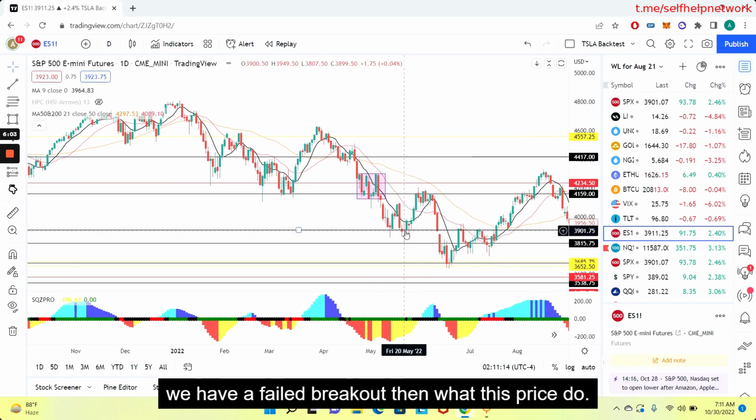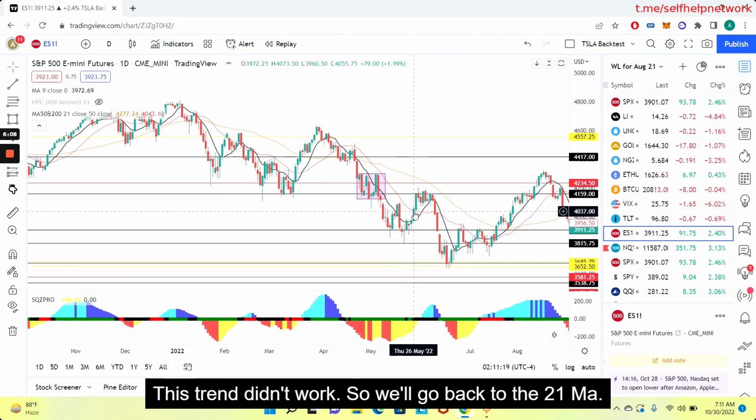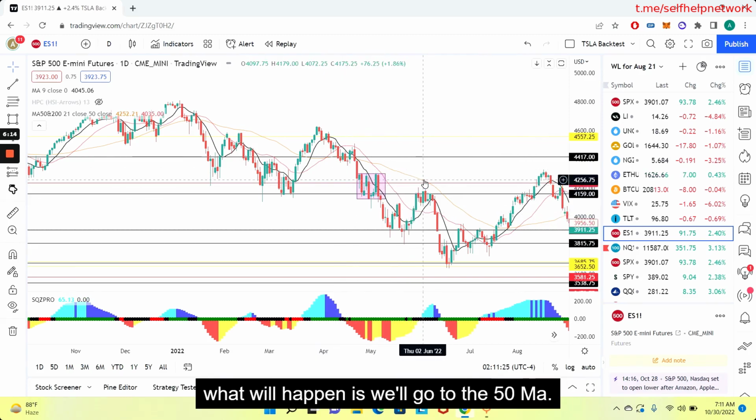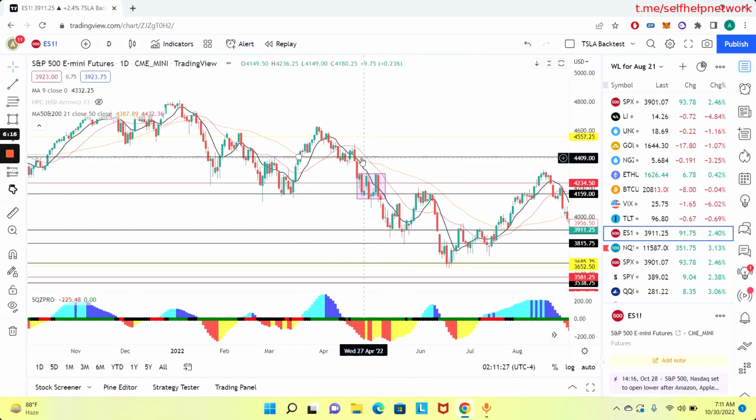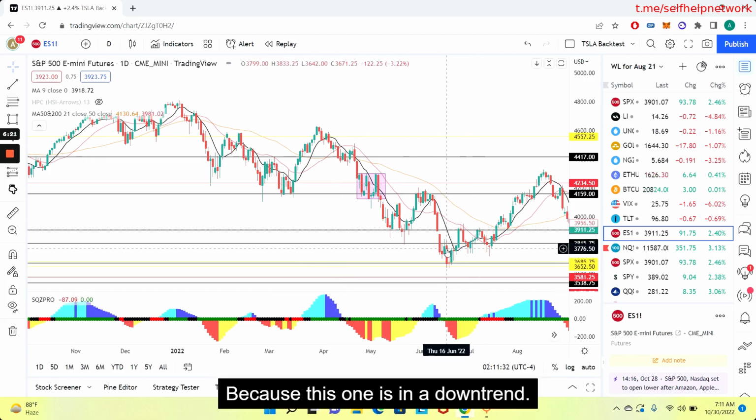So here we have a failed breakout. Then what does price do? This trend didn't work, so we'll go back to the 21 MA. And this time, price goes above the 21 MA. So what will happen is we'll go to the 50 MA. Similar example, just the opposite of it, because this one is in a downtrend.